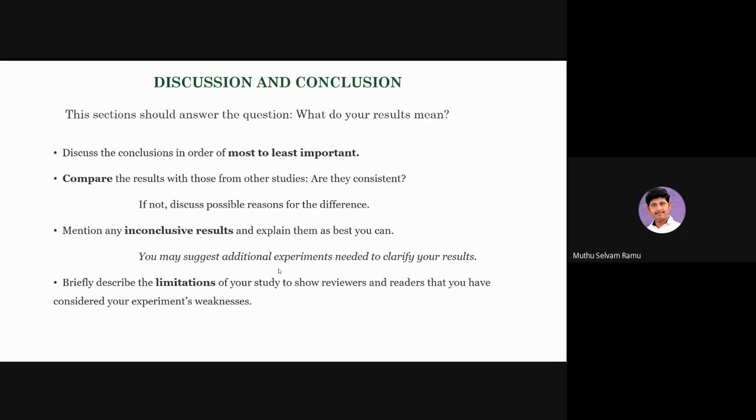In the results section and the materials and methods section, we said it should be in logical order, not in the order of execution. Here it should be in the order of importance. You might have performed 5 subgroups of experiments for a manuscript, but whichever gives more relevant information should be stated first, in descending order, with the most important first and the least important last. And compare the results with those from other studies.